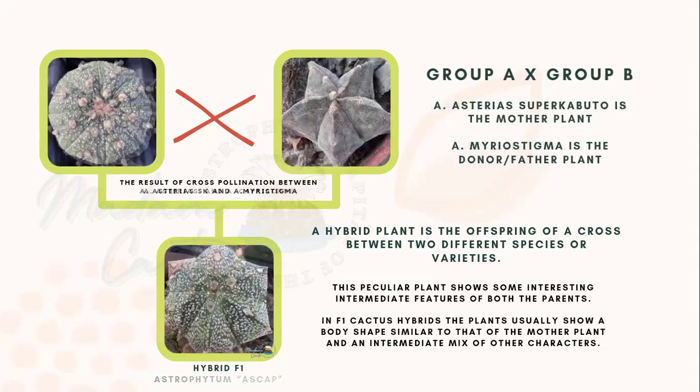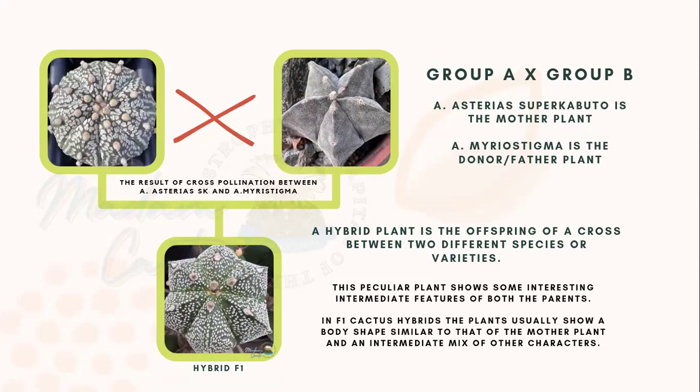And then I did the group A to group B as well. So this is the super kabuto and the Astrophytum myriostigma as the father plant. And this is what it looks like.